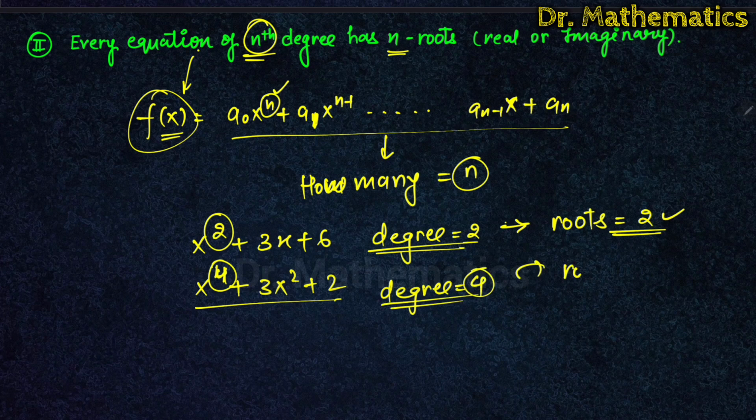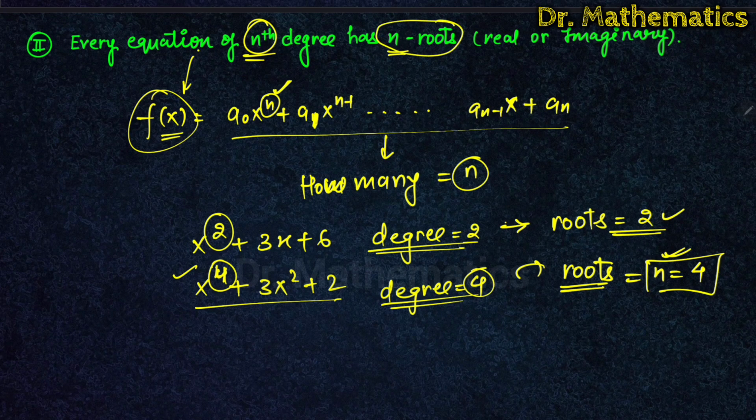So how many roots are there? Sir, roots are n. What is n here? Sir, n is equal to 4. That means 4 roots. That means the value of n, the degree, decides the number of roots of the equation.